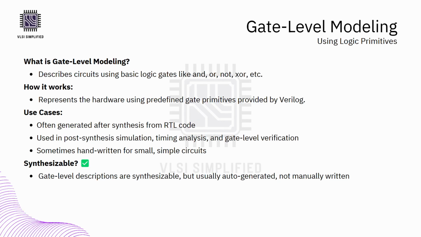Next up is gate level modeling. In this level, we describe digital logic circuits using basic gate primitives, things like AND, OR, NOT gates and so on. These map directly into hardware components in a chip. Gate level modeling is closer to real hardware than behavioral or RTL. You are not dealing with transistors anymore, but you are still manually building logic gates. In real world design, we don't usually write Verilog at gate level by hand. Instead, gate level netlists are generated automatically after synthesis from RTL code.